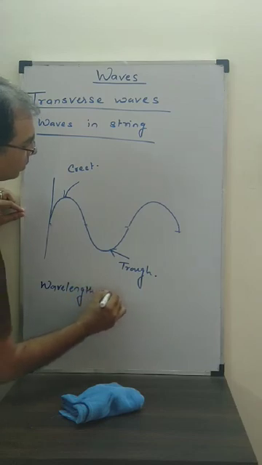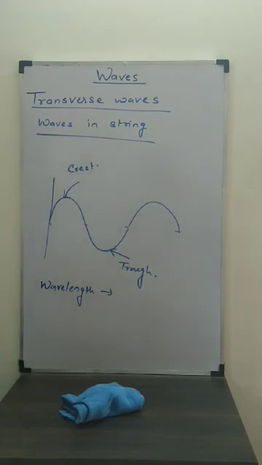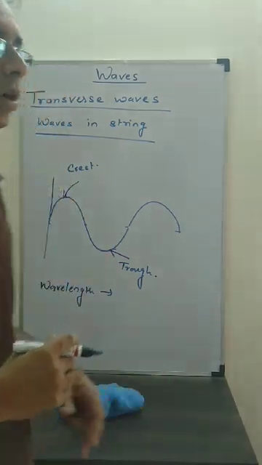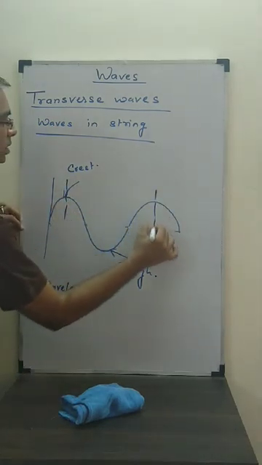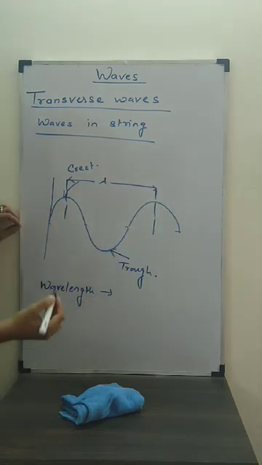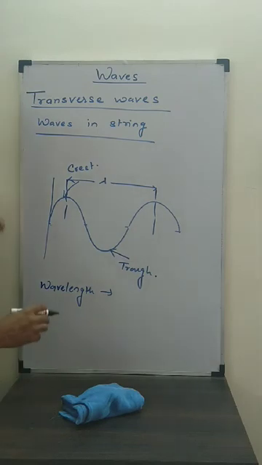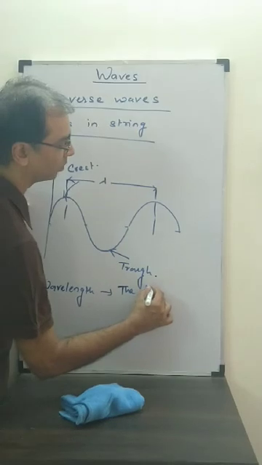Now what is wavelength? The general definition of wavelength is the distance between two successive crests or troughs. So if I am calling this a crest and this is another crest, then this is called wavelength. But this doesn't give us the actual picture of the wavelength. What basically is a wavelength? Wavelength is basically the distance traveled by the energy or wave.